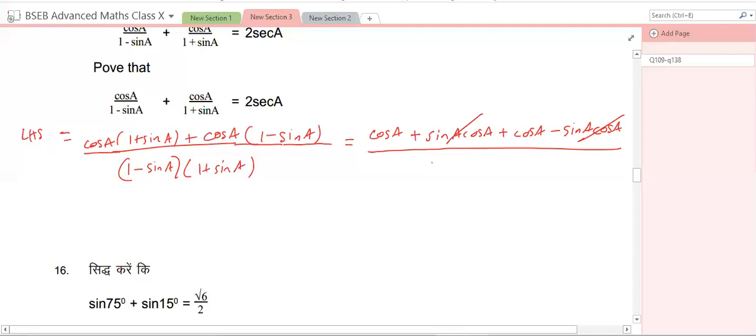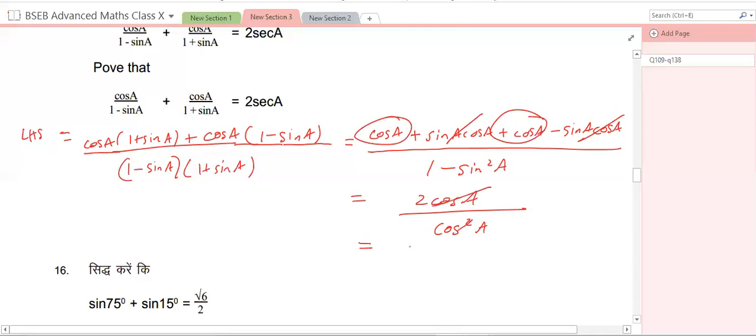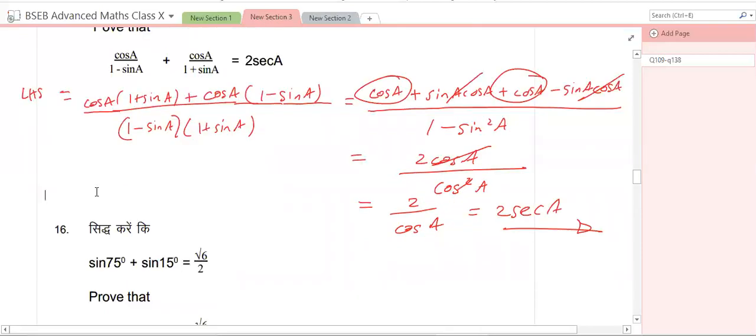What is the denominator? 1 minus sine squared A. Now 1 minus sine squared is from your identity, which is cos squared A. Cos A plus cos A, that is 2 cos A. One of this cancels out. You are left with 2 over cos A, which is equal to 2 sec A. And that is your right-hand side. We can see it is proved. Question number 16.